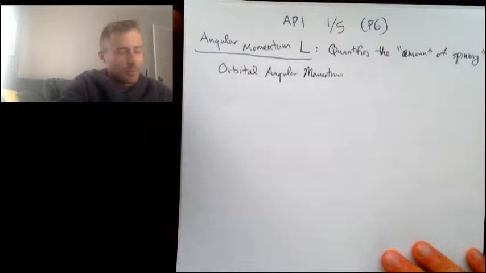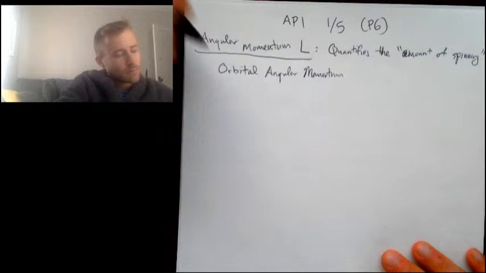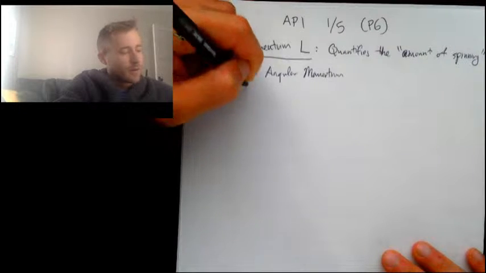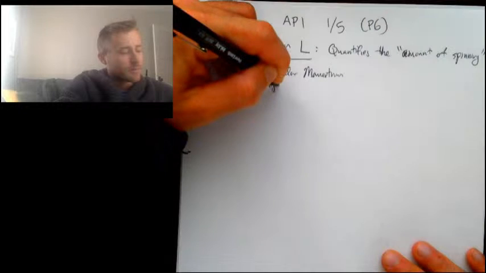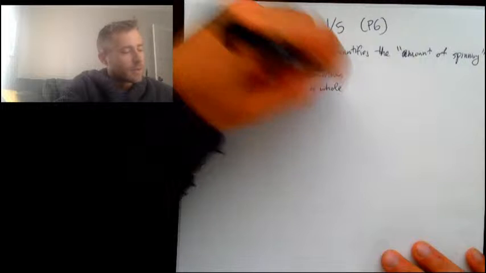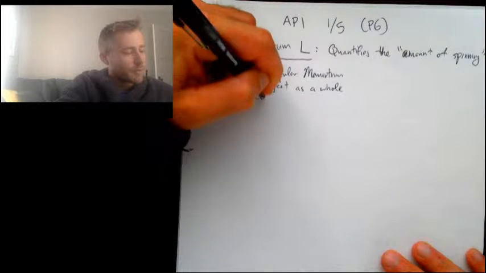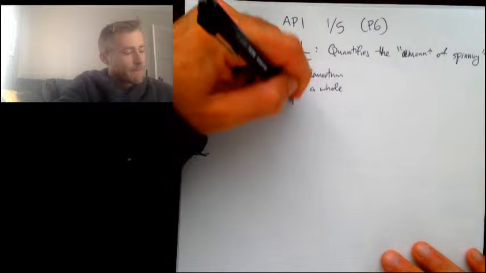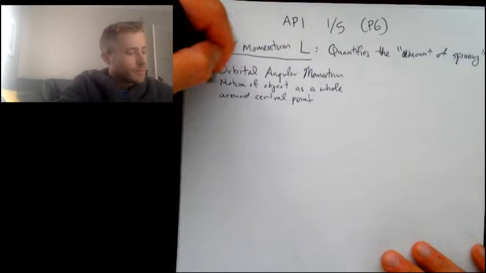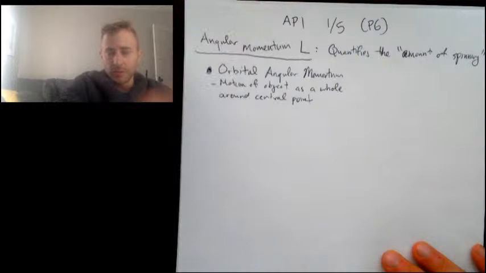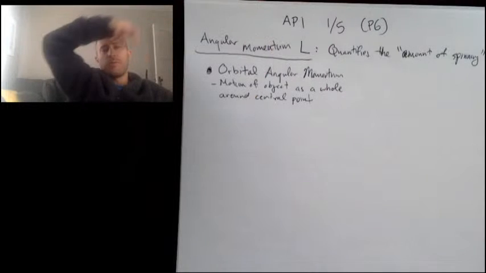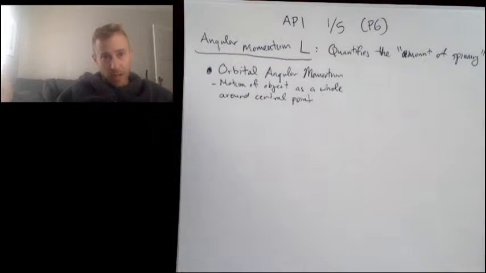Orbital angular momentum is motion of the object as a whole around a central point. So that's what's called orbital angular momentum. So the Earth is rotating about the sun, which is its central point. So that would be orbital angular momentum.